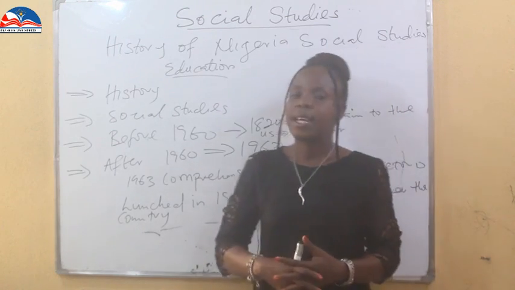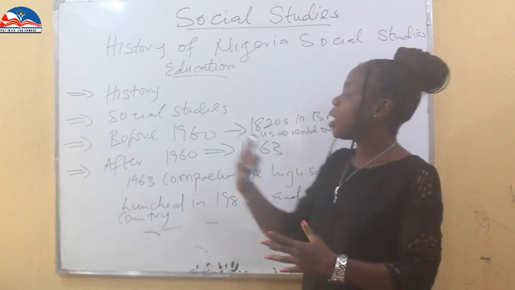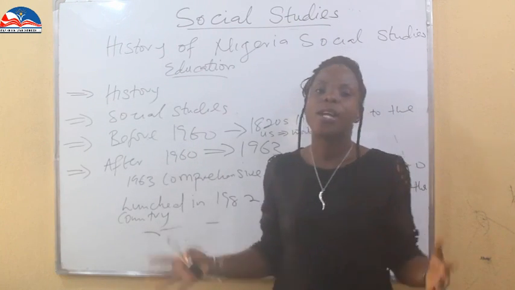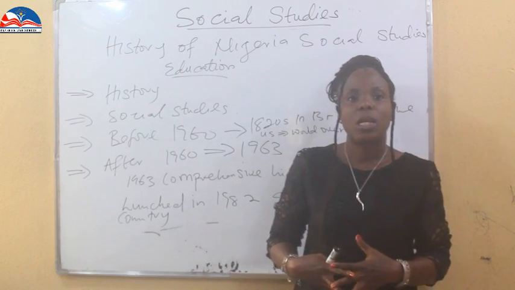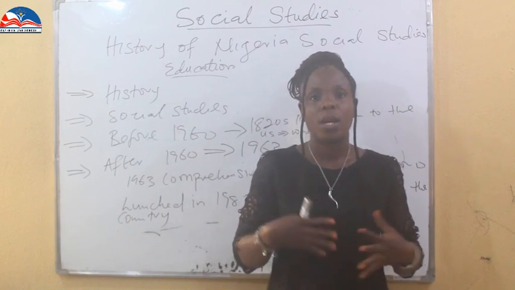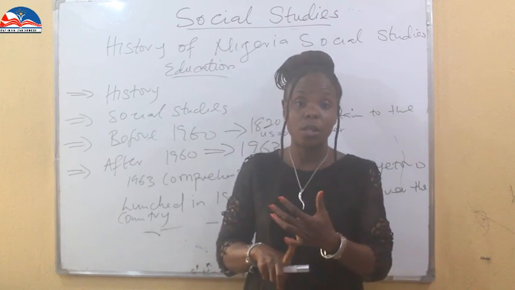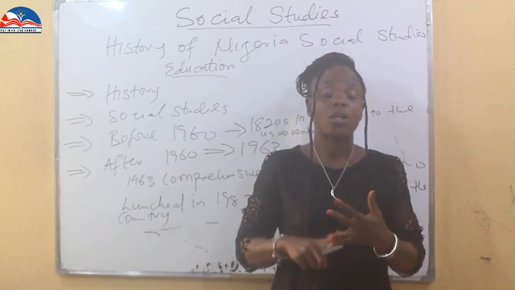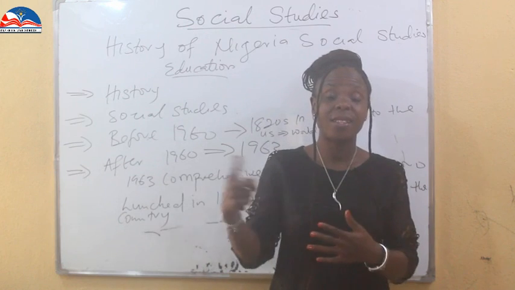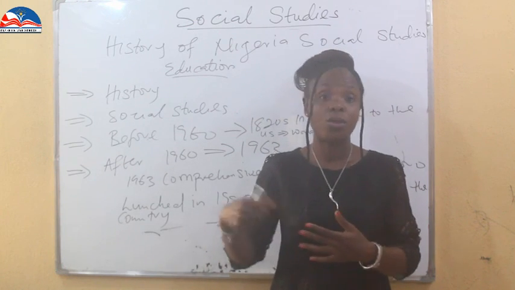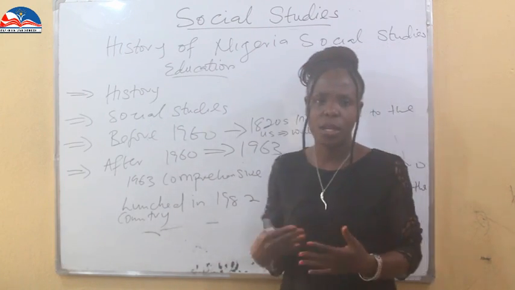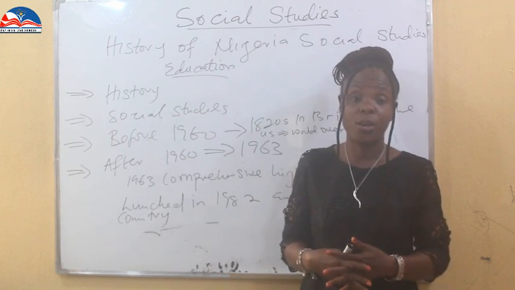And after that, in 1982, there was the launch of this subject to other parts of the country. When it was launched to other parts of the country, it was introduced to the primary, the secondary, and the tertiary institutions. That's why you see that social study is taught in your primary school, in your secondary school, and then they offer the courses in different tertiary institutions: NTI, colleges of education, universities. So this was how social study came to be part of our educational system.